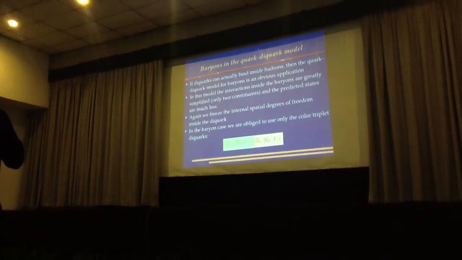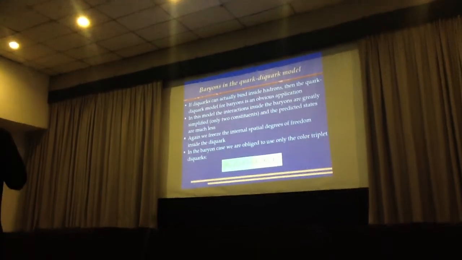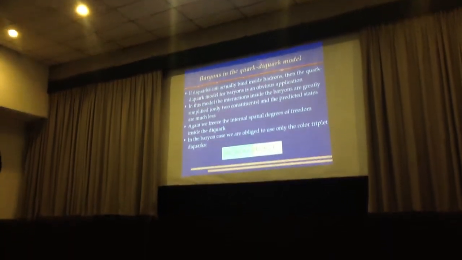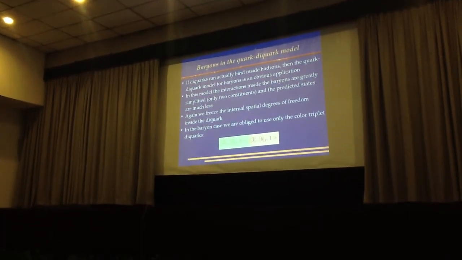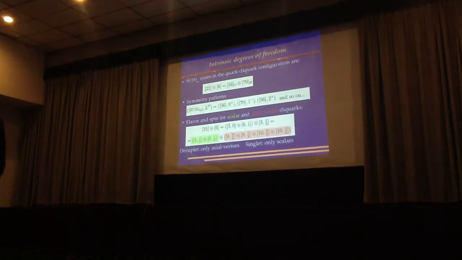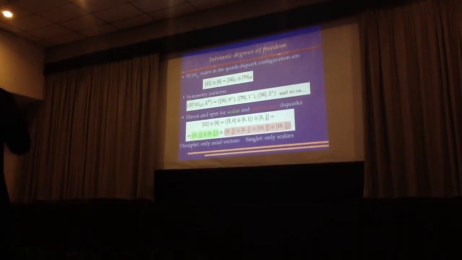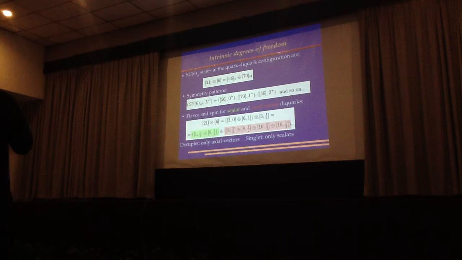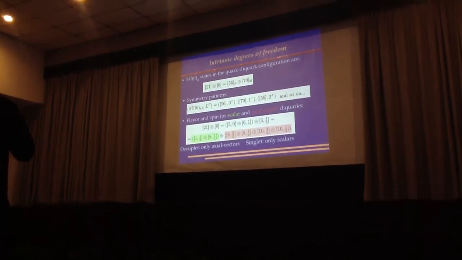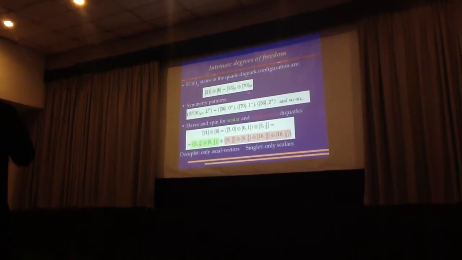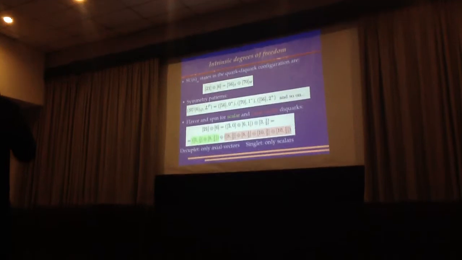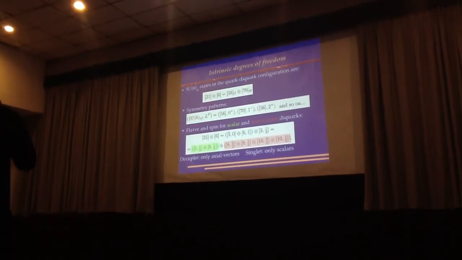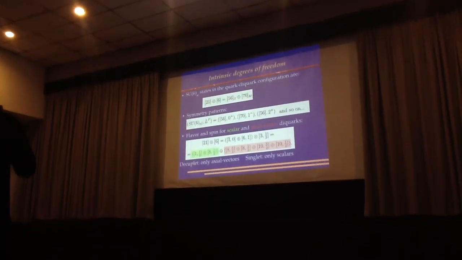Again, we can use only the color triplet dipoles because the baryon must have color 0. So here we have the SU(6) states. We have a symmetric state and a mixed one. Combining with the spatial part, we find this pattern.